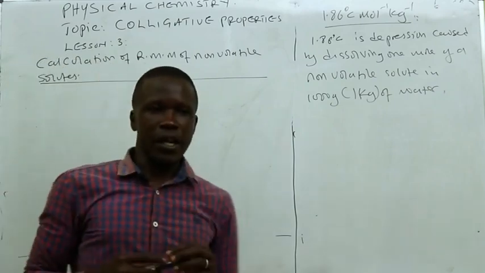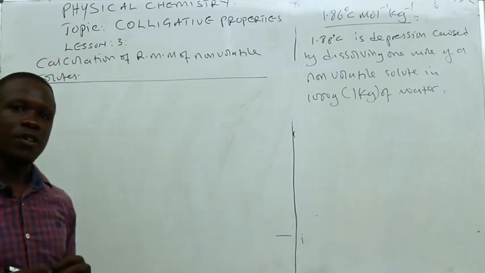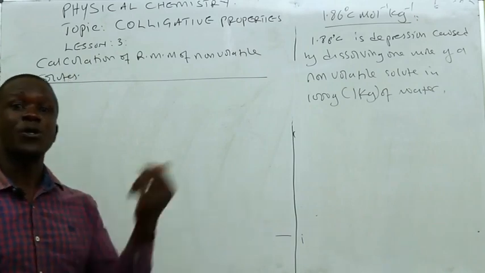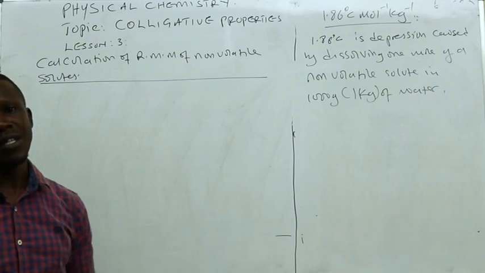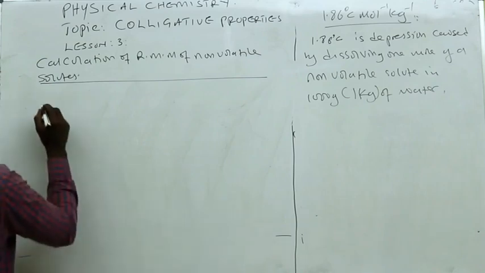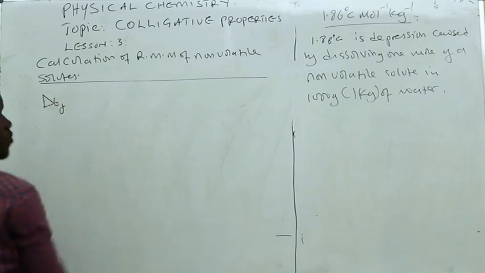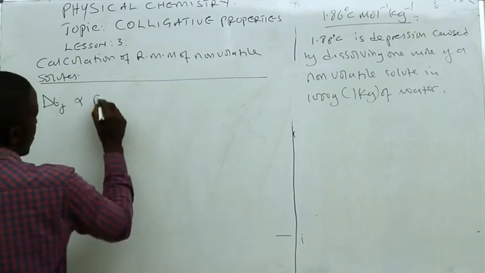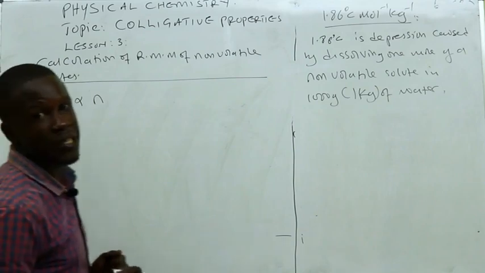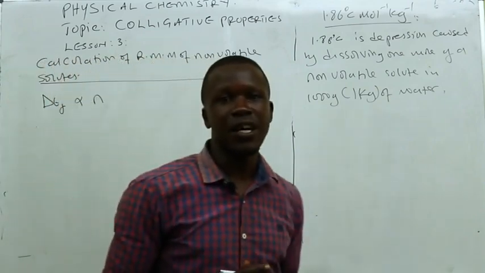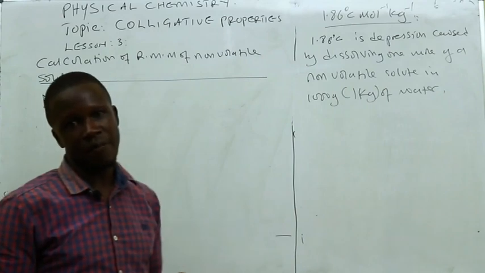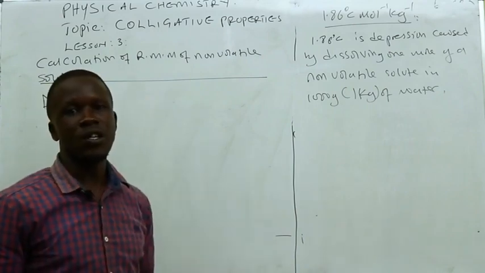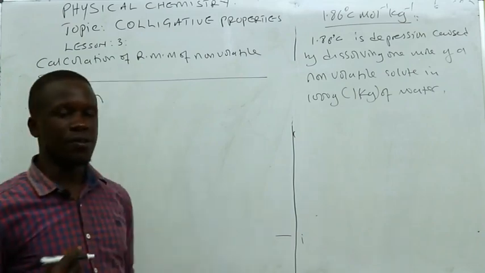Now, what is now clear is that the depression in freezing point is directly proportional to the number of moles of the solute. Okay? Depression in freezing point is directly proportional to the number of moles of the non-volatile solute that you have dissolved there. Meaning that the more the number of moles of the solute particles, the bigger the depression in the freezing point.